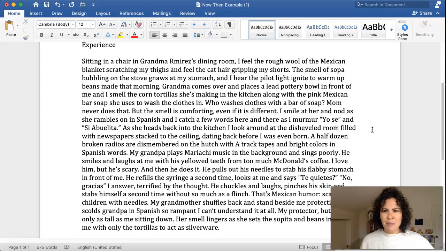Who washes clothes with a bar of soap? Mom never does that. But the smell is comforting, even if it is different. I smile at her and nod as she rambles on in Spanish, and I catch a few words here and there as I murmur, Yo sé and sí, abuelita.